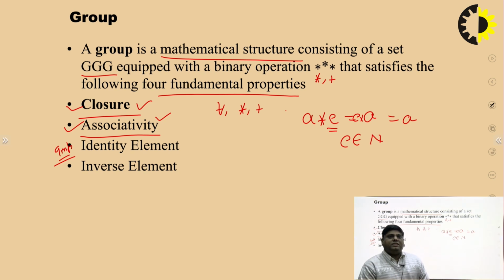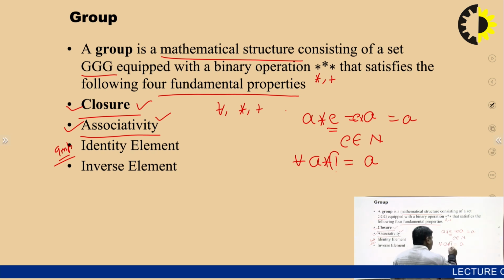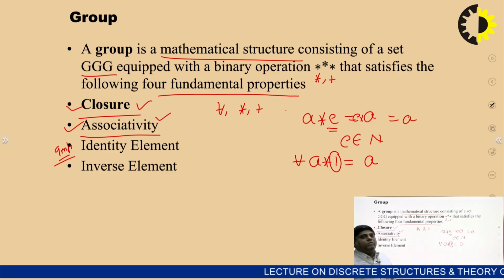Then we can say that the mathematical structure or algebraic structure follows the property of the identity element. For example, in the set of natural numbers for the multiplication operation, 1 is the identity element, because for every element A, A multiplied by 1 always gives A. So the identity in the set of natural numbers is always 1. It means for the multiplication operation, the identity element is followed.